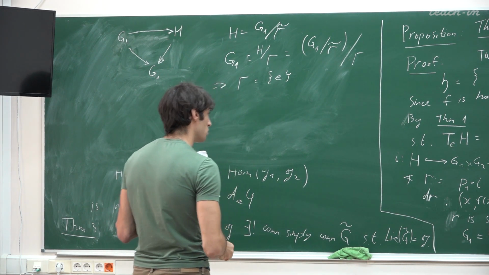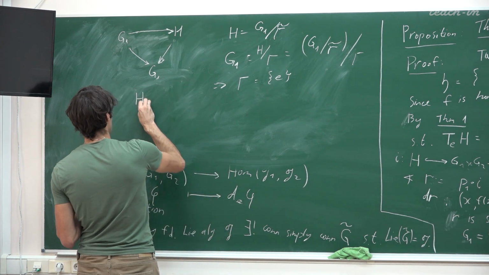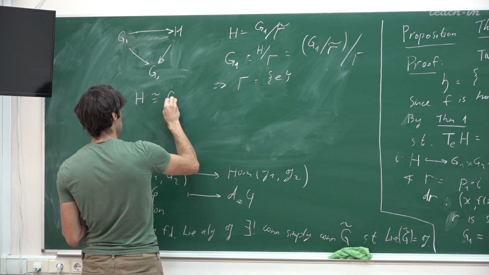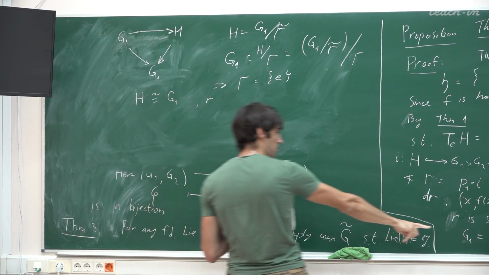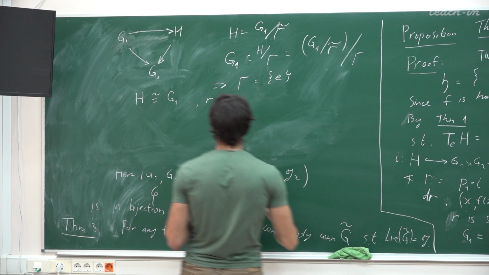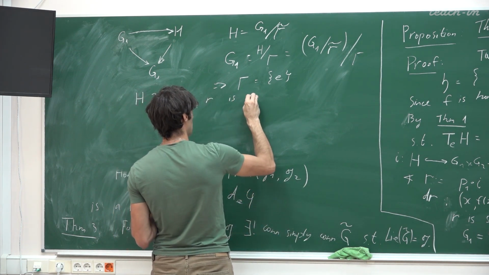So what we proved is that actually H is isomorphic to G1. And we proved up to the statement that R is surjective, and R is an isomorphism.